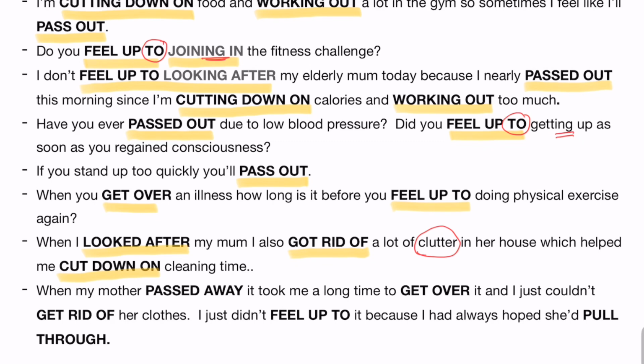When my mother passed away, it took me a long time to get over it, and I just couldn't get rid of her clothes. I just didn't feel up to it because I had always hoped she'd pull through. This means when she died, I was very upset, so I couldn't eliminate her clothes because I just didn't have the strength to do it, because I'd always thought she'd get better and wouldn't pass away, wouldn't die.